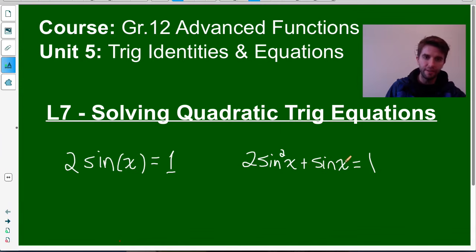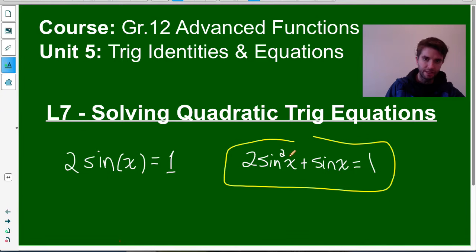What we're going to do in this lesson is look at how we solve a trig equation that has a quadratic trig function in it. What makes a trig function a quadratic is if it is being squared. So we're going to learn how to solve equations like 2 times sine squared of x plus sine of x equals 1, and we'll solve for all values of x within a given interval. Usually the interval is between 0 and 2 pi.